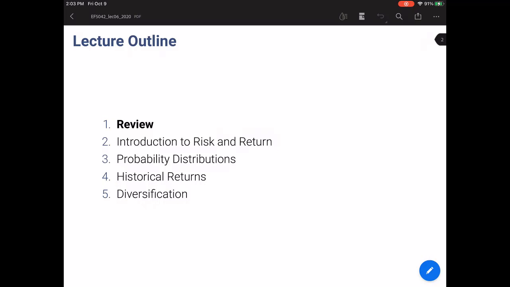This will require us to understand, number three, probability distributions. If you have some background in statistics, you should know what probability distributions are, but if not, I will go over the basics in terms of what you need to know in order to fully understand how the cost of capital for equity is derived.